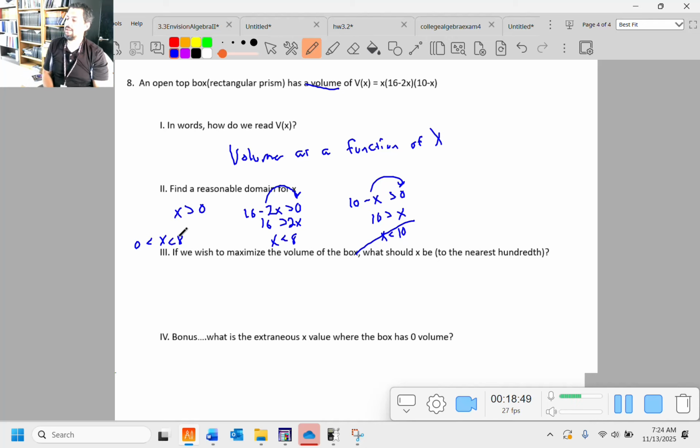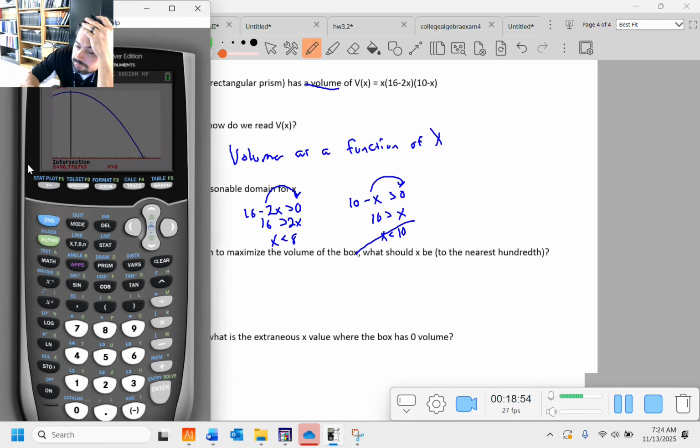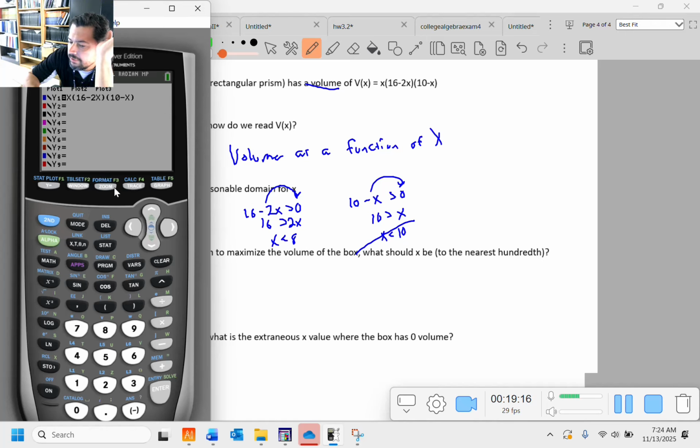If we wish to maximize the volume of the box, what should x be to the nearest hundredth? I doubt more than half of you got this right. I doubt it. And it's sad. It is. And I kind of want to get angry about it, because let me show you how easy this is. I don't understand how you can watch this and say, I don't understand. I literally type the function into Y1. I'm going to do a zoom 6, and I'm going to play with the window. I don't buy, I don't understand on problems of this level of difficulty, because this is not difficult.